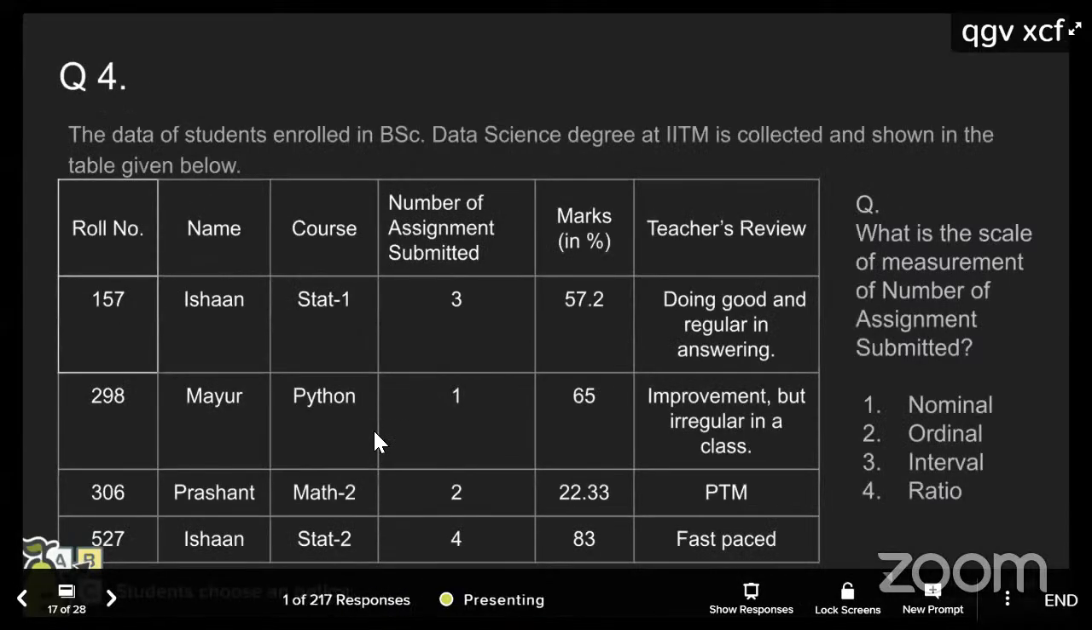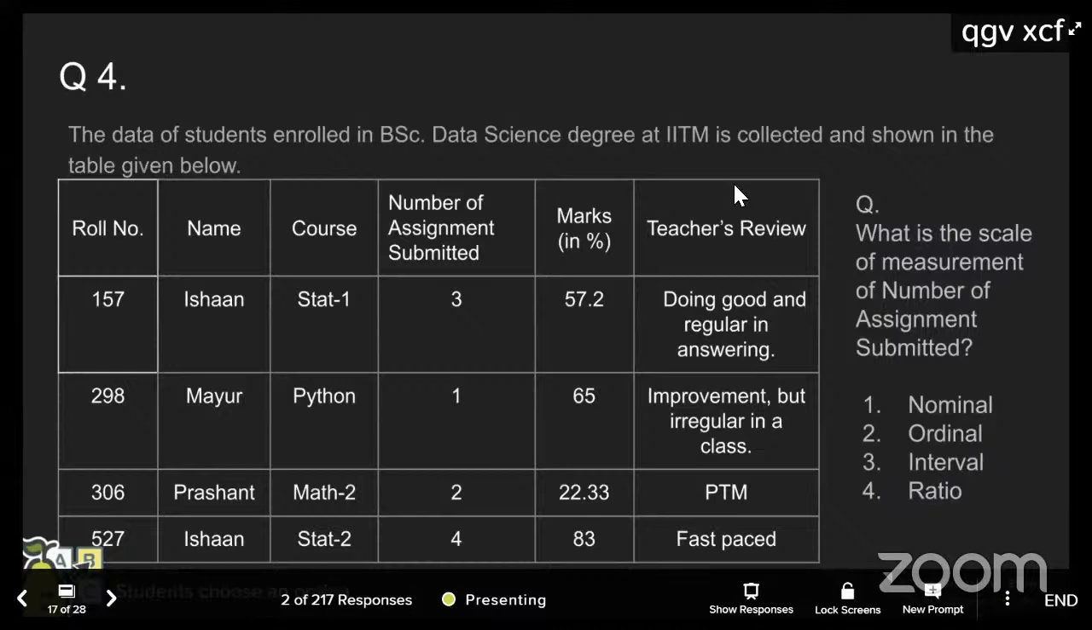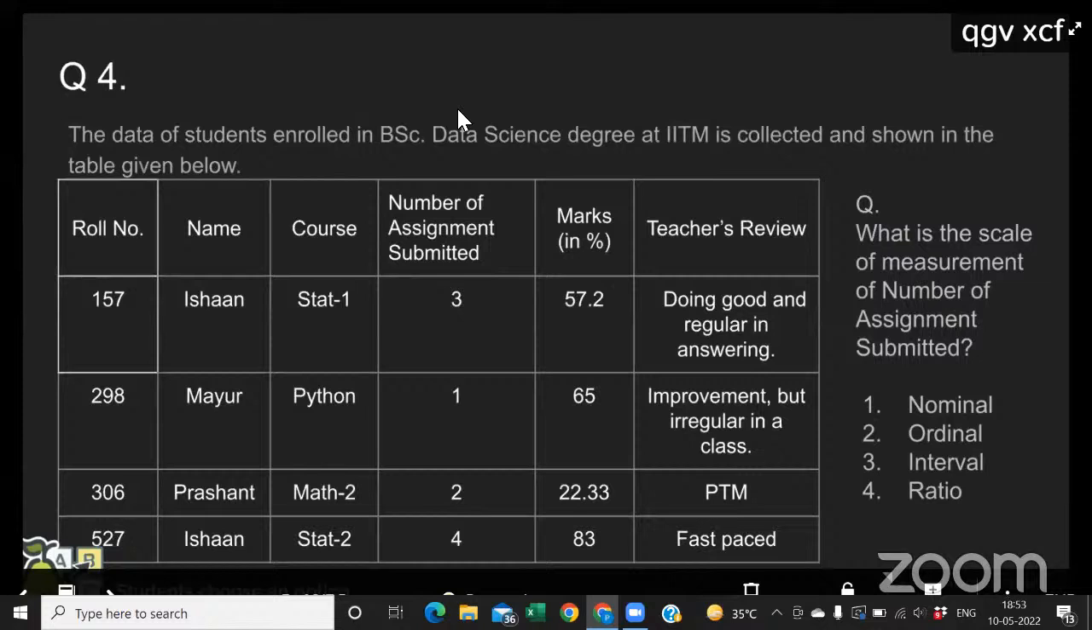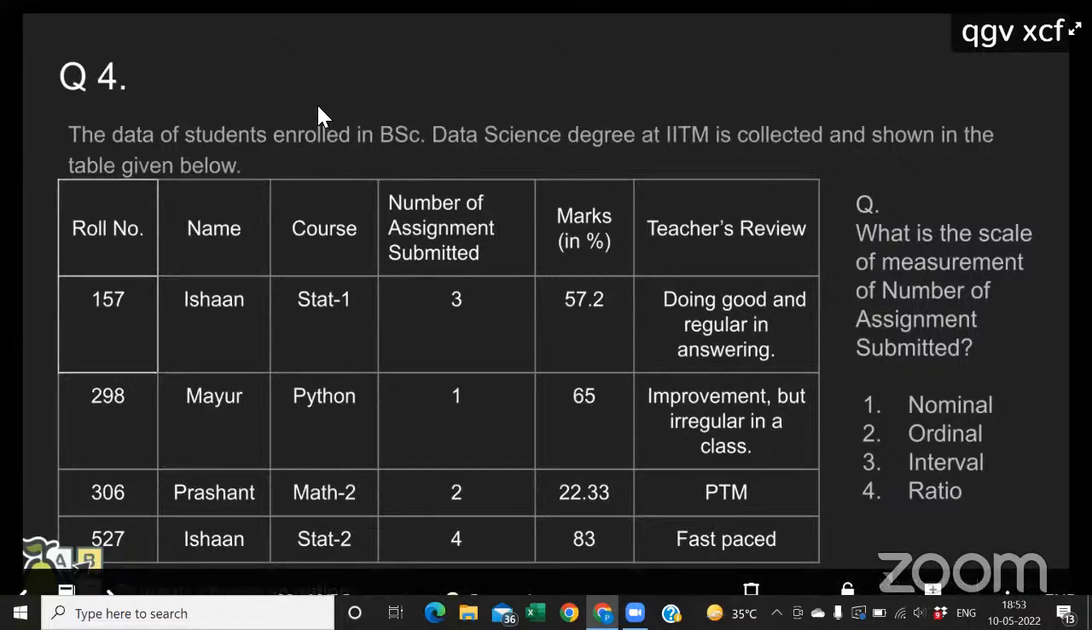Okay, let's move to the next question. Things are the same, but the question is different. So read the question and attempt this. In this question, marks in percentage are given. So this percentage is like a ratio now. That will come. Okay, sir.